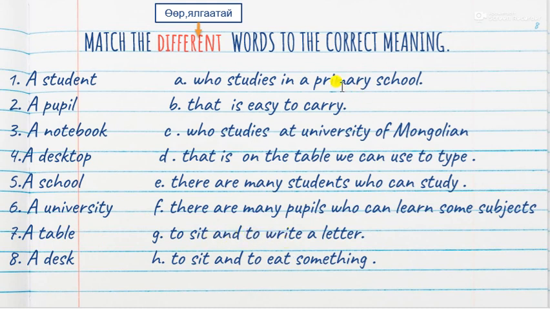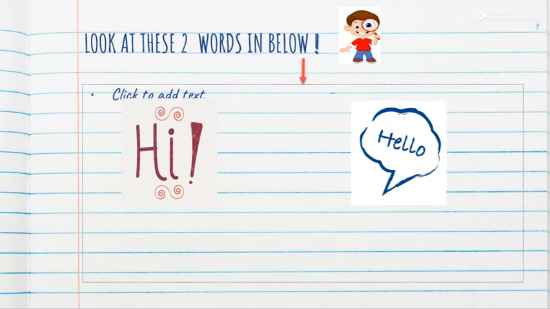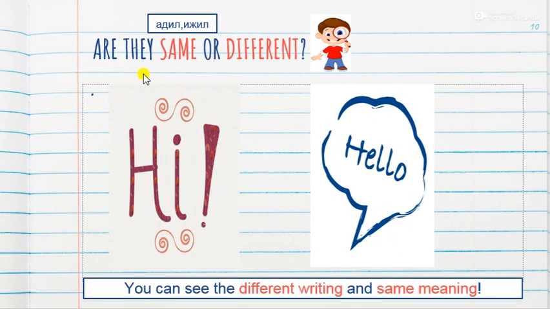Please look at the different meanings or uses. Look at these two words below. Hi, H-I. Hello, H-E-L-L-O. Look carefully. Are they the same or different? Hi and hello have different writing and the same meaning.